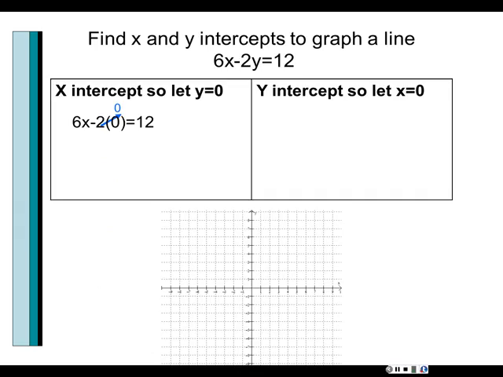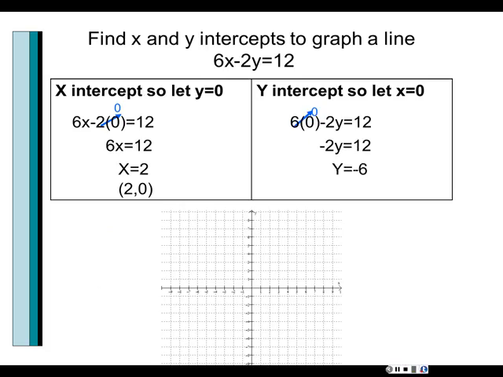So that term is gone. 6x equals 12, right? So x equals 2. Once you know it, what is going to be the point? 2, 0, right? Because you know that is on the x-axis. That must be 2, 0. To get the y-intercept, you replace x by 0. Now you have negative 2y equals 12, and then you are trying to find y, which is negative 6. Now you have the second point, and that must be on the y-axis, which is 0, negative 6.